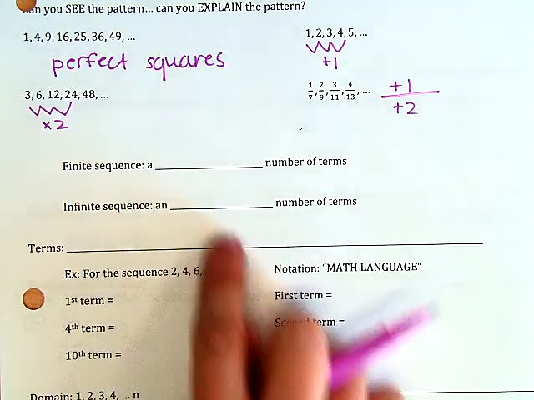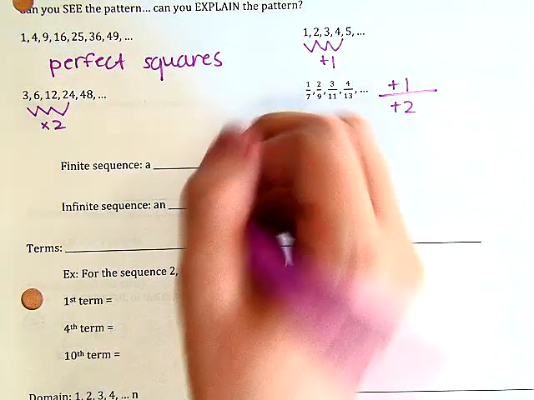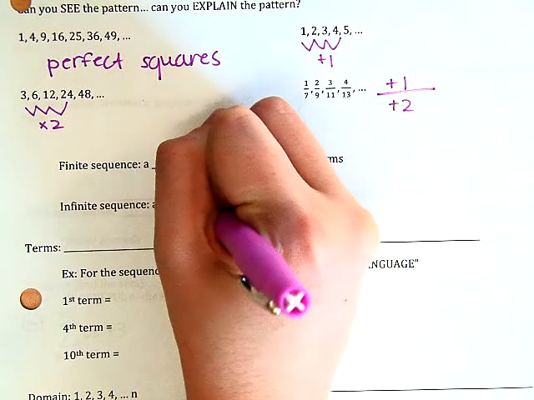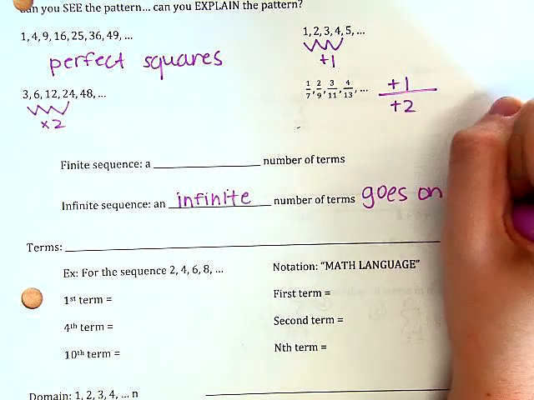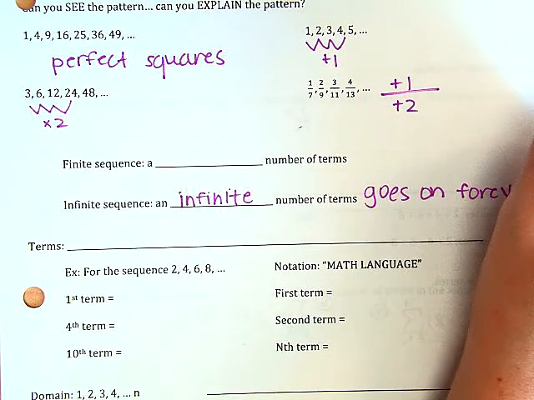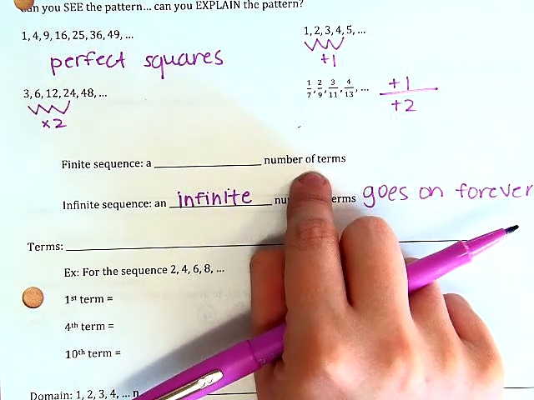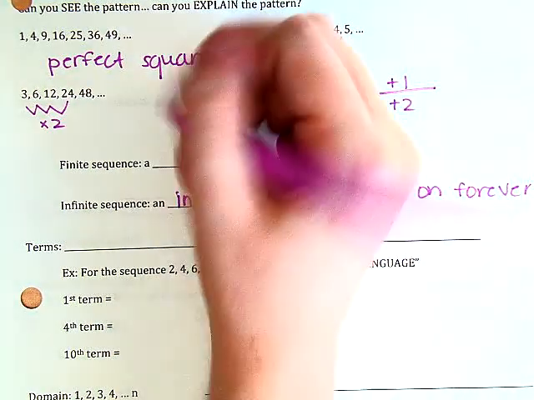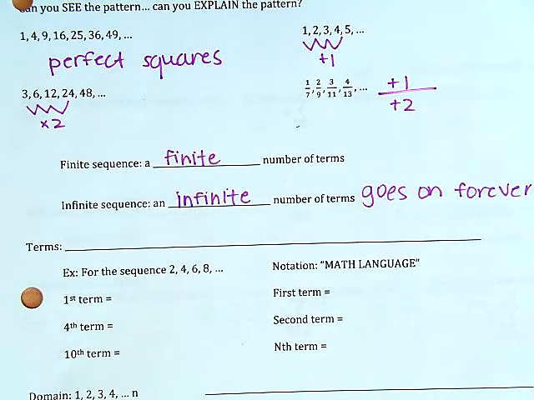A finite sequence and an infinite sequence. Well, infinite means goes on forever, so it's an infinite number of terms. A lot of the times, like we see up here, it's got that dot, dot, dot. That means it's infinite. For finite, that means it ends, has a stopping point.